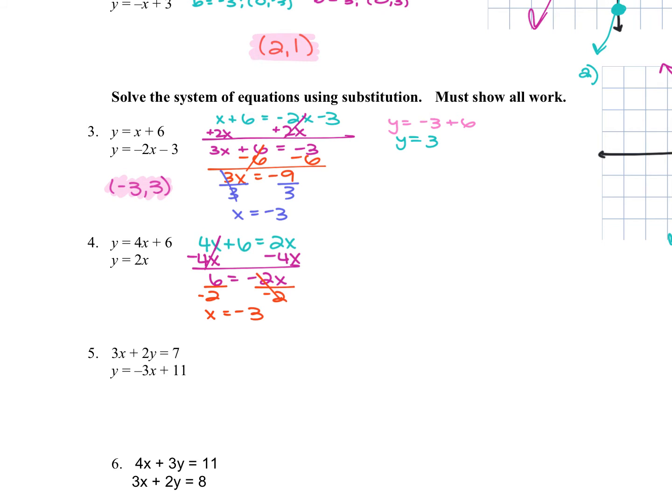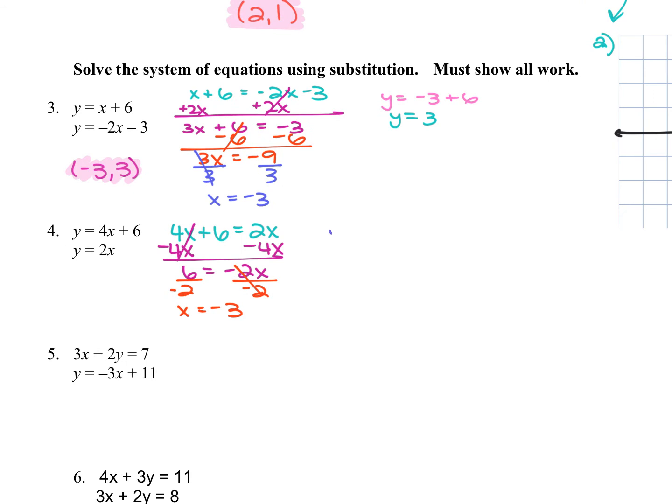If we plug that negative 3 in, which would you like to use, the top or the bottom? Bottom. So it's going to be y is equal to 2 times x, which is negative 3. So y is equal to negative 6. So if x is negative 3, y is negative 6. That gives us the solution of negative 3, negative 6.